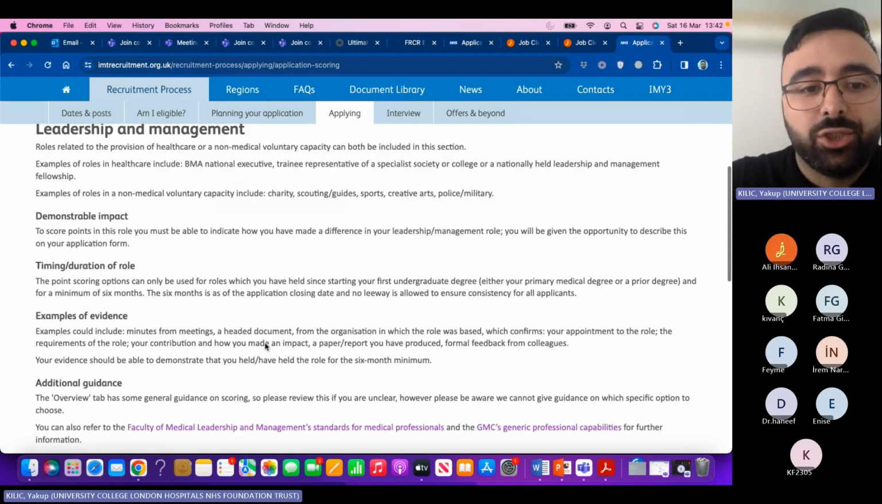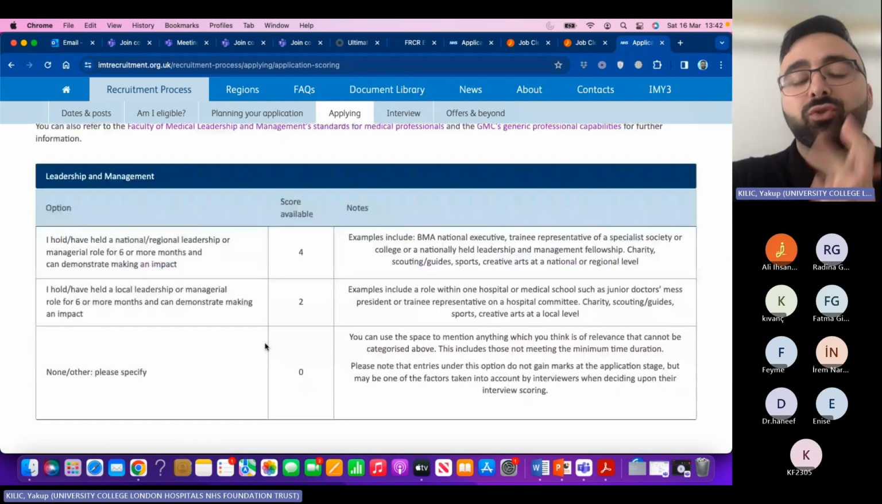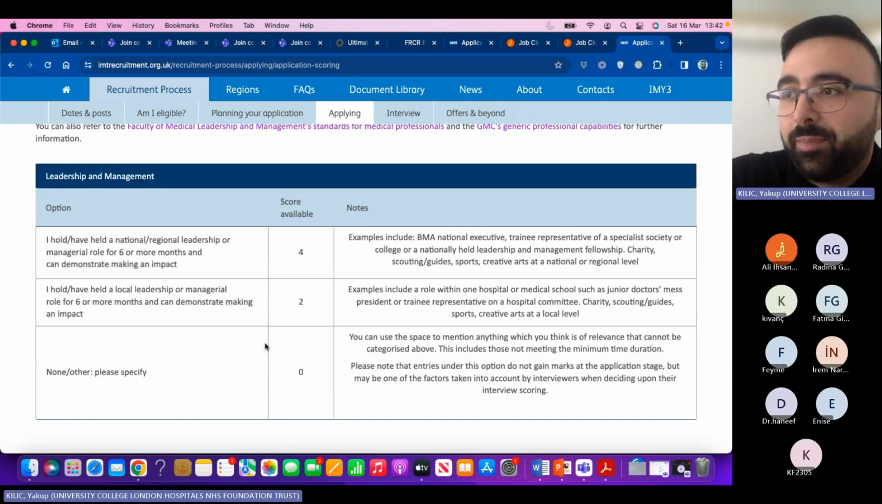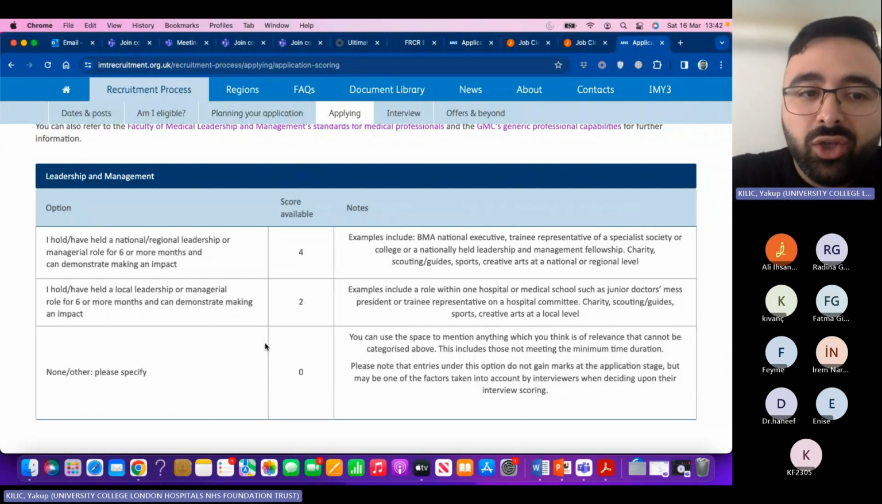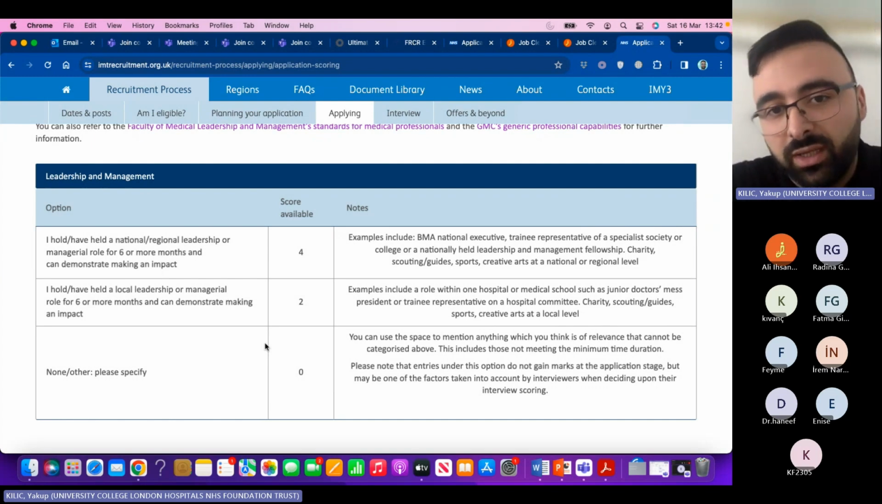And then finally, leadership. A lot of people stress about this, but 90% of the time, a lot of people don't have points in this section, and that's just normal. Either you're a person who's gone out and done a lot of stuff, or you're a person who hasn't. Obviously if you score on it, it's good. If you don't, it's not the end of the world.